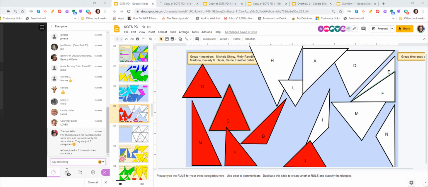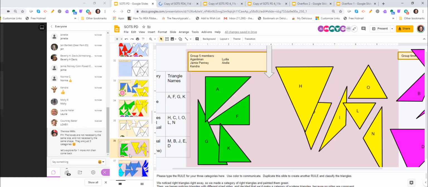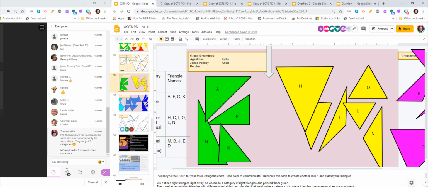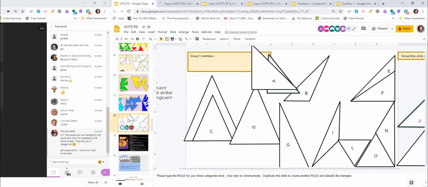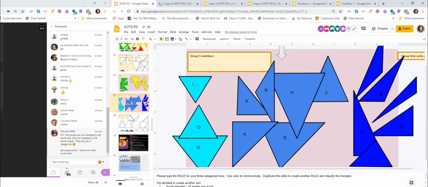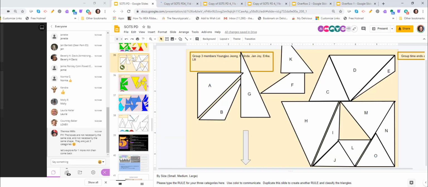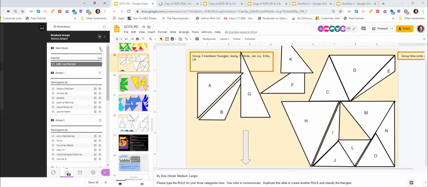Oh, F goes over here. Okay, it looks like we've got one more minute. So. Oh my God, we need some help coloring these in, people. I'm just kidding. So.